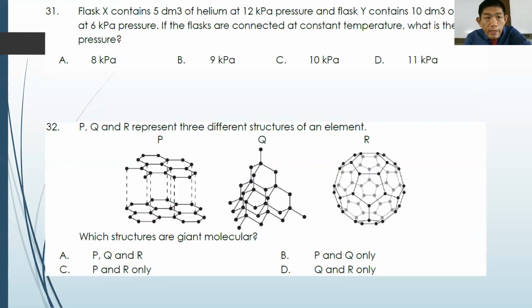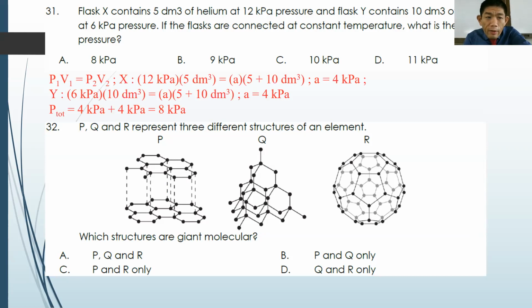Then for 31, flask X contains 5 decimeter cube of helium at 12 kilopascal pressure, while flask Y contains 10 decimeter cube of neon at 6 kilopascal pressure. If the gases are connected under constant temperature, what is the final pressure? So in here you use P1V1 equals to P2V2. For X, because they are connected, you have to recalculate the pressure for both X and Y. So 12 kilopascal times 5 decimeter cube equals to A times 5 plus 10. Because you connected them, the total volume will be increasing.